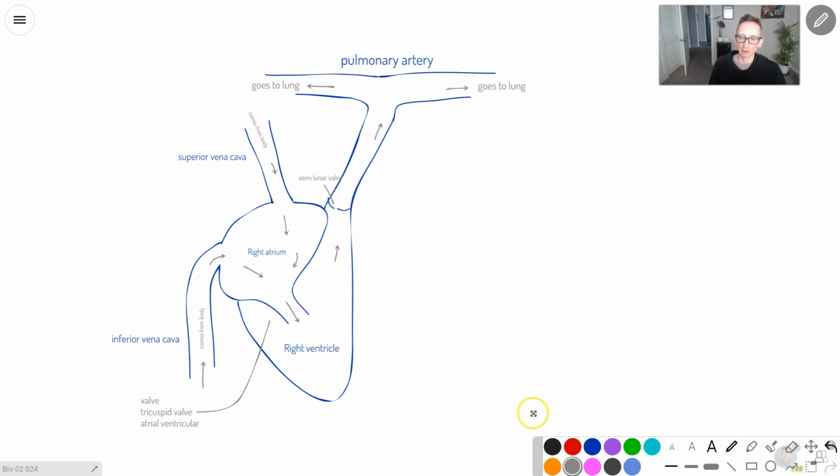All right, we did one half. Now we just have to do the other half. Okay, same kind of jam. We got an atrium. This is going to be the left atrium.